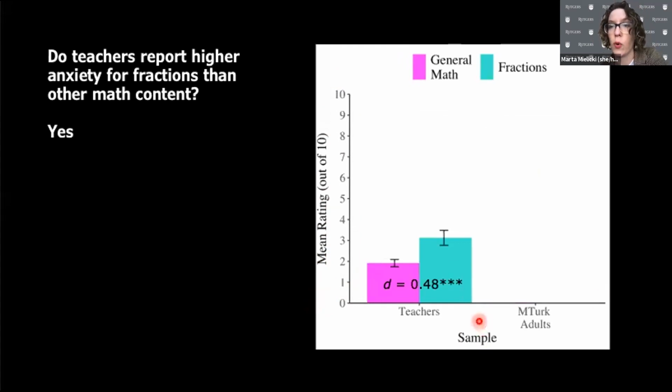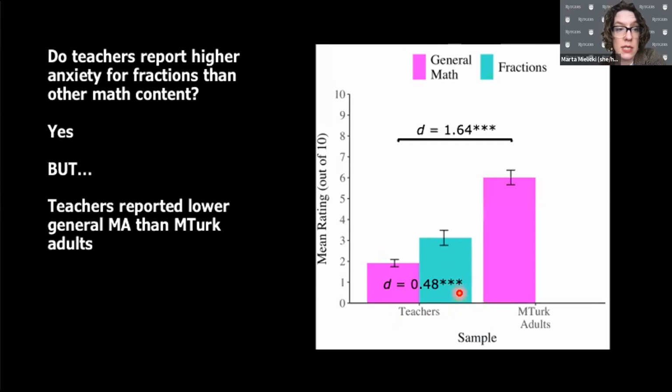Recall that the MTurk adults only received the general math anxiety measure and not the fraction-specific one. And we did see that teachers actually reported lower general math anxiety than MTurk adults.